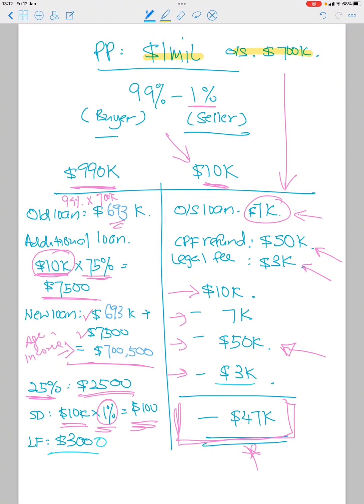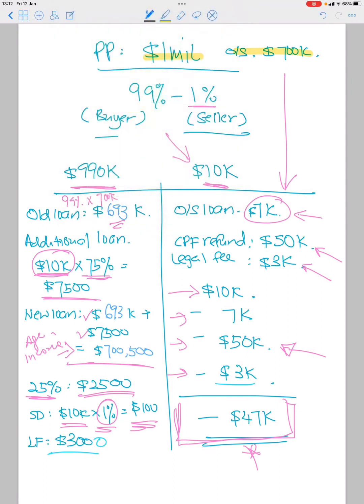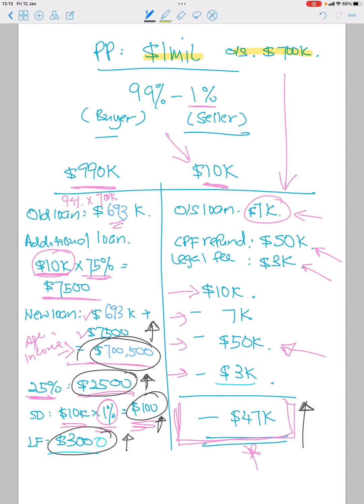So you see here, what is the cost of doing all these things? The loan has been increased, 25%, and stamp duty, legal fee. So these are the components. But that's not the end. Remember, the seller has a negative sale. So this one is also a cost.